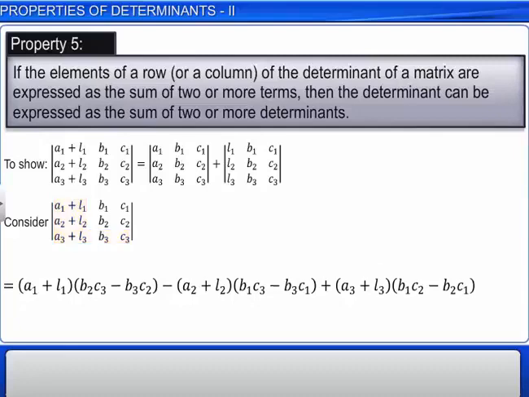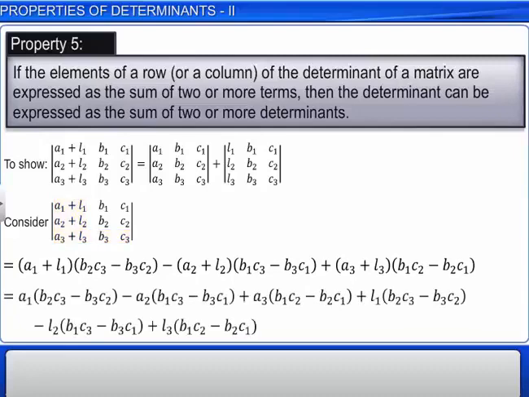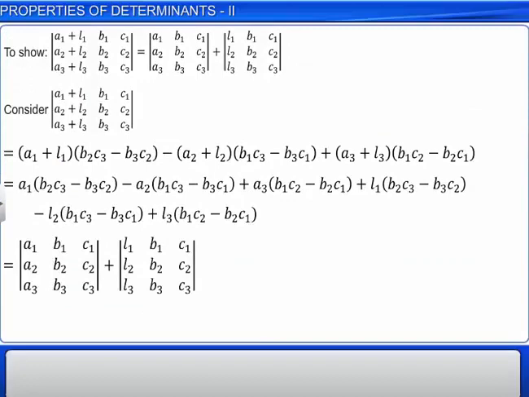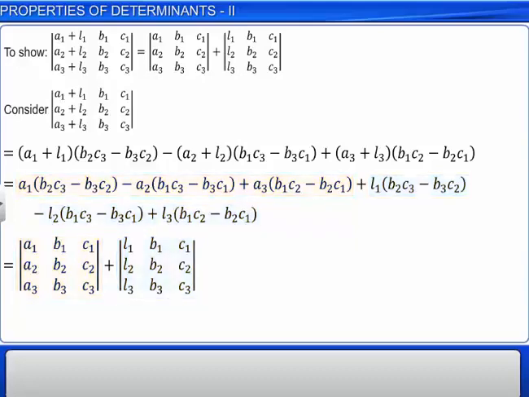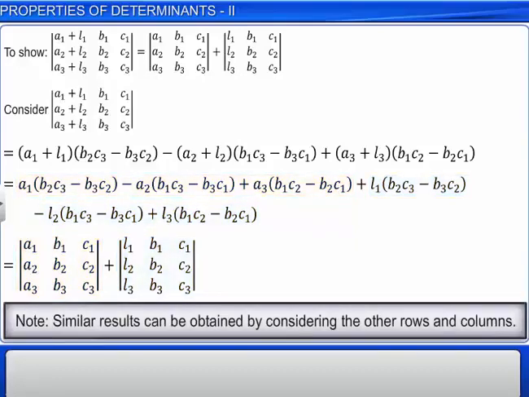On simplifying, it can be written as shown here. Observe that the first three terms are the expansion of the first determinant along the first column, and the last three terms are the expansion of the second determinant along the first column. This is the required right-hand side. Note that similar results can be obtained by considering the other rows and columns.